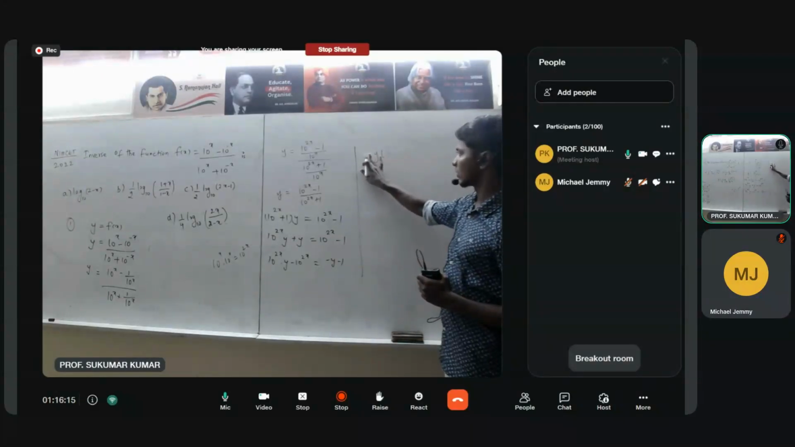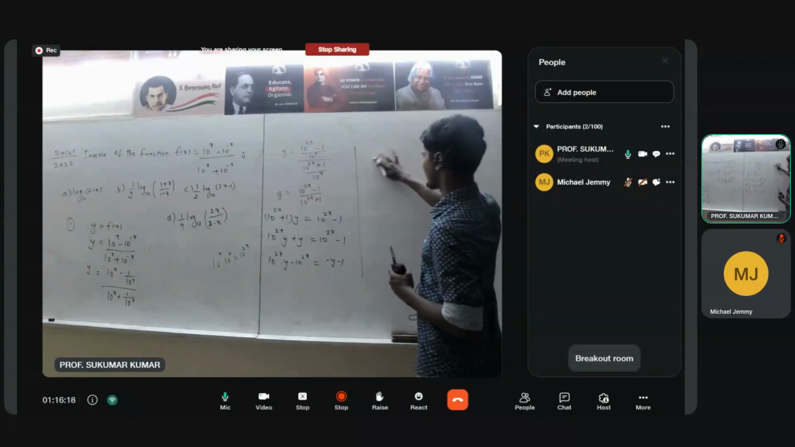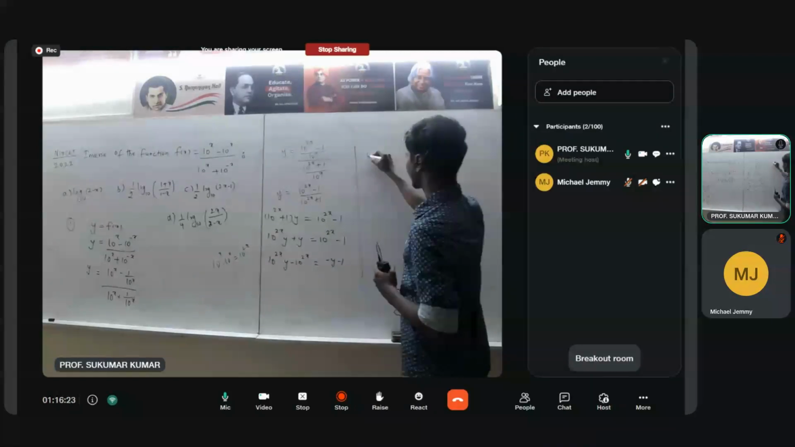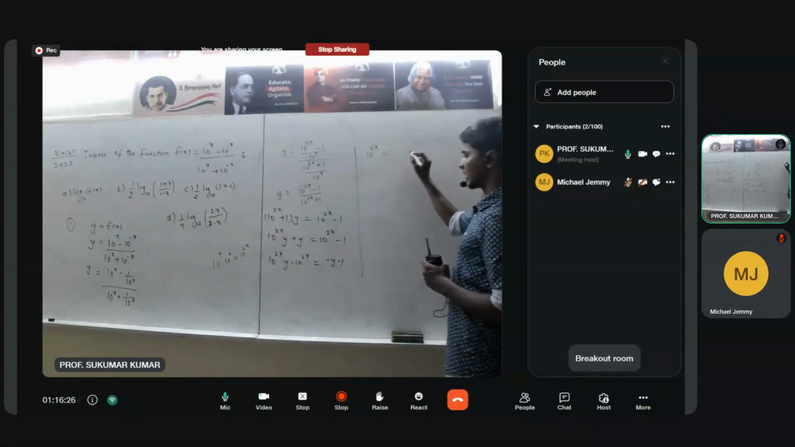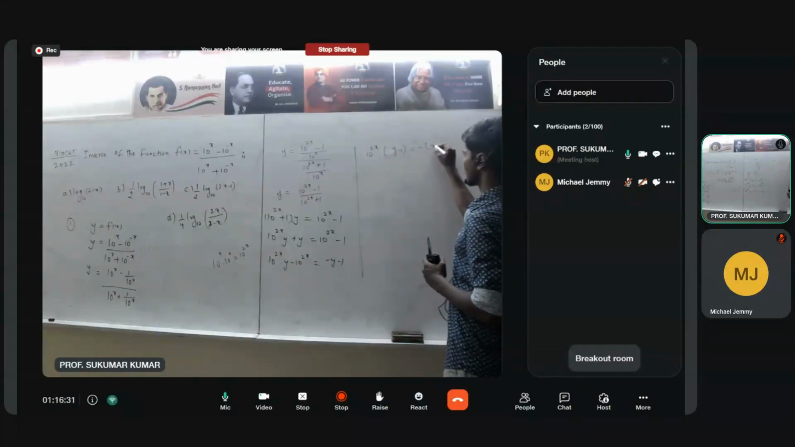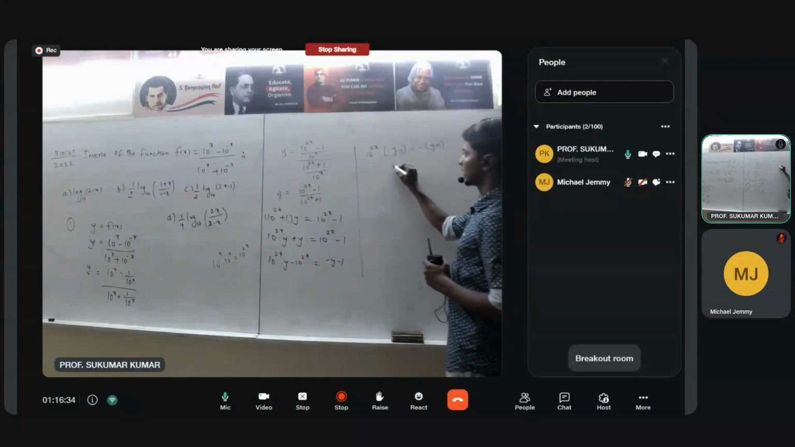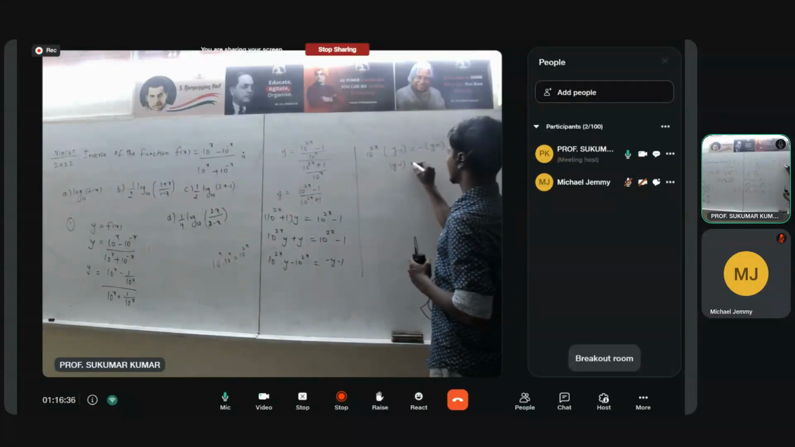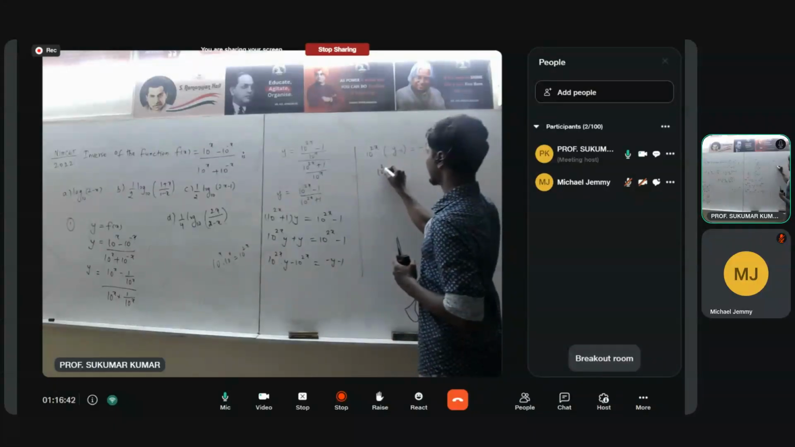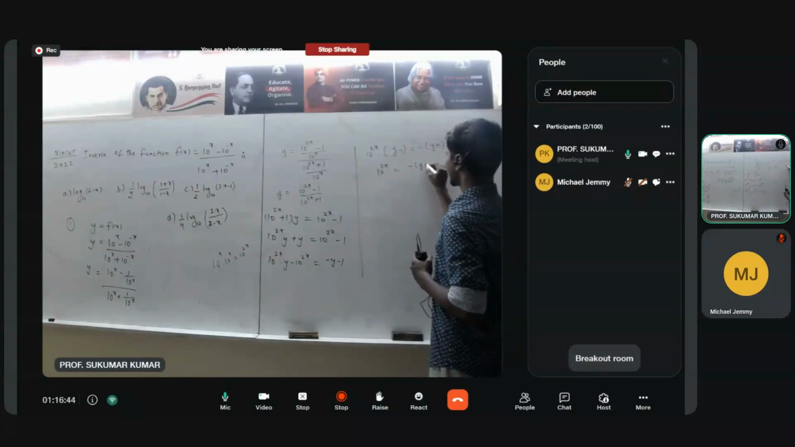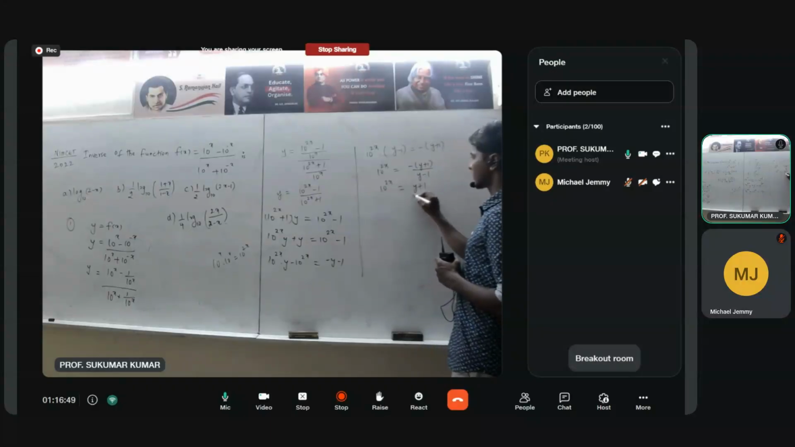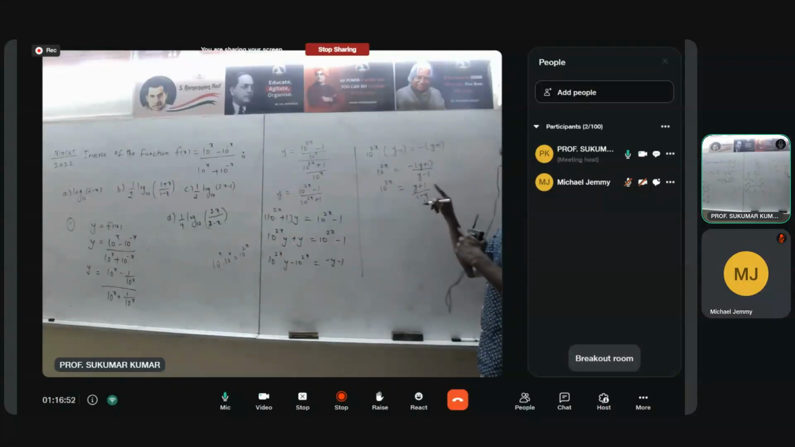If I take 10 power 2x common, what do we have? 10 power 2x into y minus 1 is equal to minus of y plus 1. Then y minus 1, just wait. 10 power 2x is equal to minus of y plus 1 divided by y minus 1. Then 10 power 2x is equal to y plus 1 divided by 1 minus y. This minus will change.